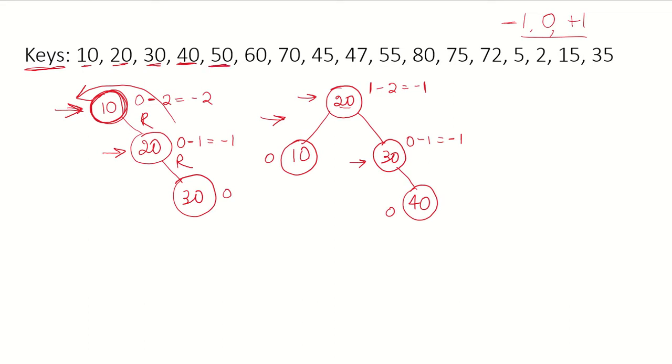Next value is 50. This value 50 will be added as a node over here. Now what are the balance factors?